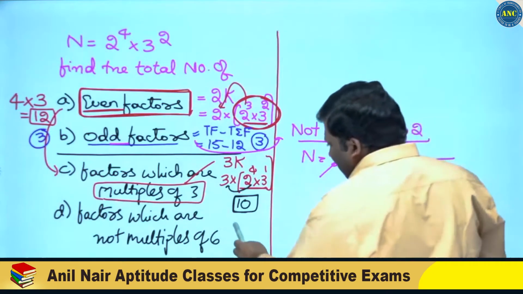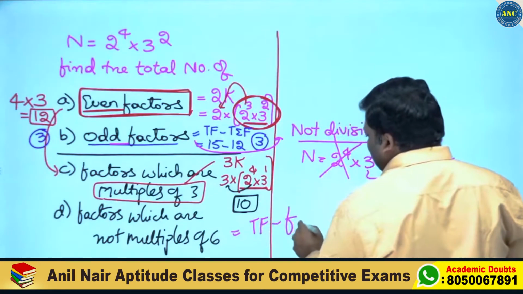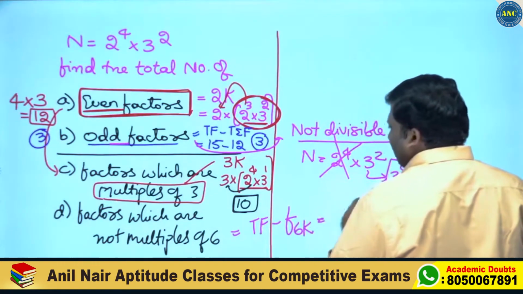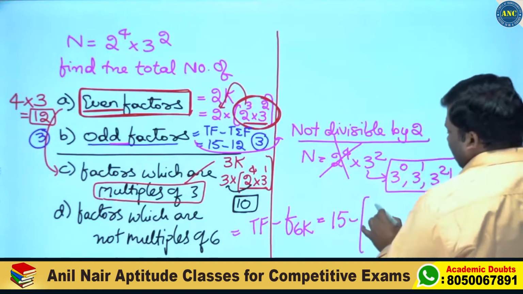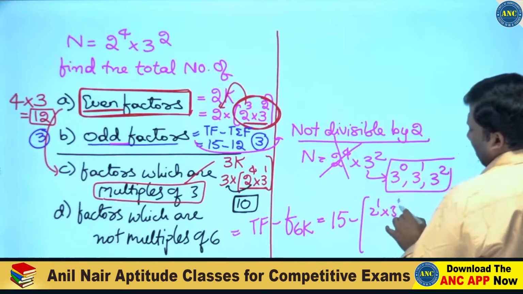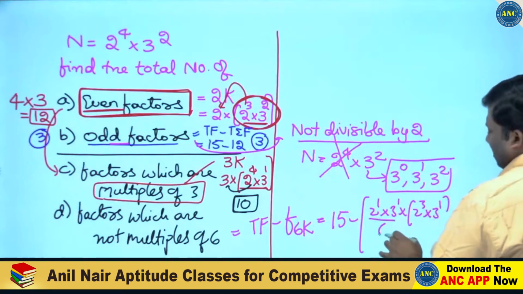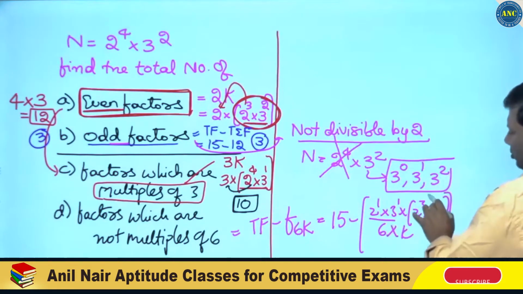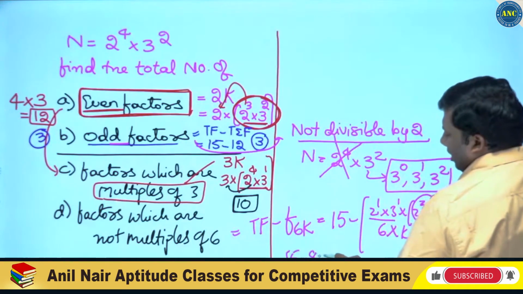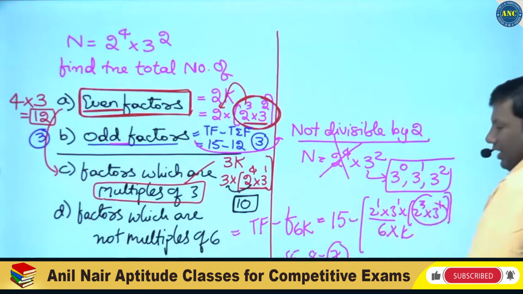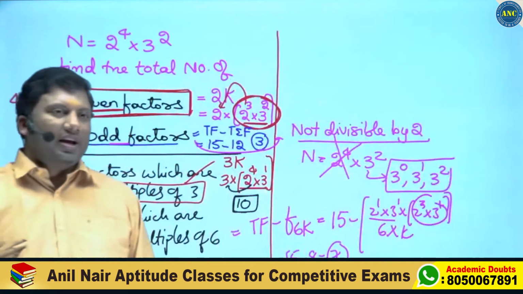Similarly, factors which are not multiples of 6 is total factors minus factors which are multiples of 6. Total factors are 15. Multiples of 6 means 2 into 3, and the remaining will be 2 cube into 3 power 1. It is 6 into something. Are you all with me? So how many are there? 4 into 2, 8. 15 minus 8 is equivalent to 7. Is the idea very clear to you?